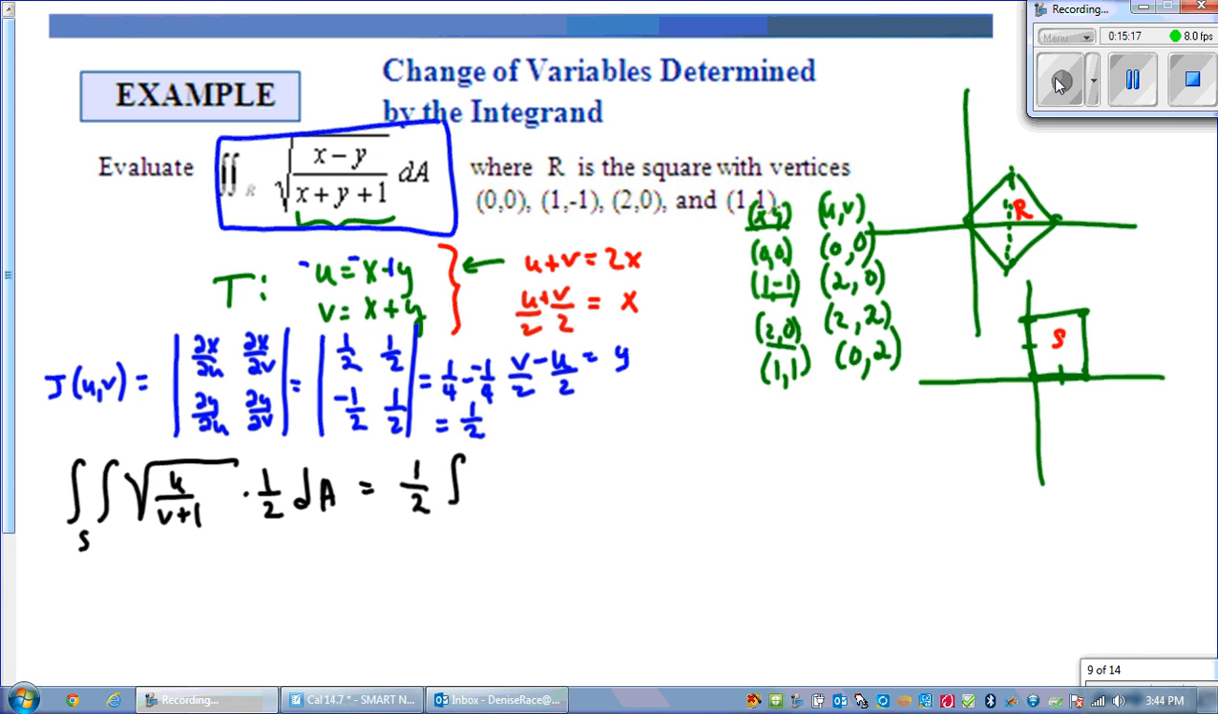We'll pull the 1/2 out. The region S, both variables go from 0 to 2. So just grab your limits of integration using the region S. And I'm going to change this to u to the 1/2 over v plus 1 to the 1/2, just to simplify for integrating. Doesn't matter which order we go in first. Let's do du dv.